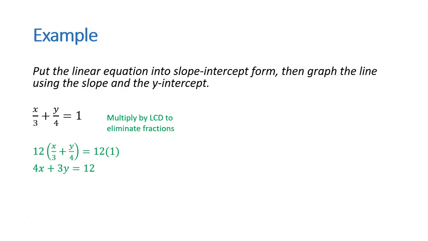Now, the goal is to put it in slope-intercept form, which means get y by itself. So we need to move that 4x over. So 3y is now equal to negative 4x plus 12. Notice I put the 4x out front and I just made it negative.